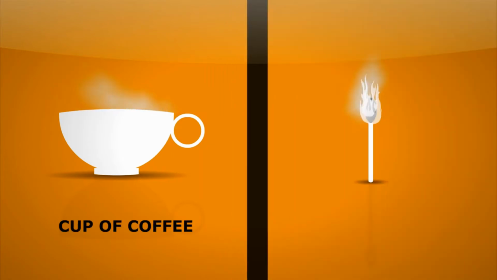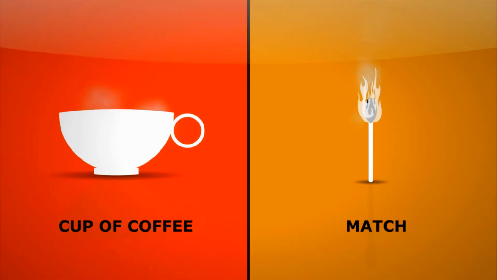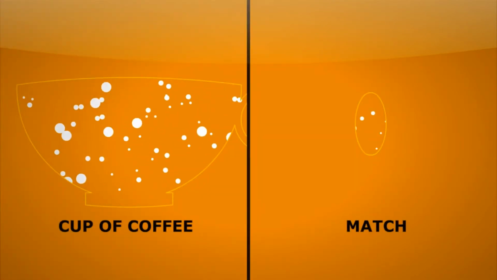On the left is a cup of coffee, and on the right is a lit match. It should be really obvious to you that the match is much hotter, or at a higher temperature, than the cup of coffee. But it's not so obvious that the cup of coffee actually contains much more heat. In order for us to see this clearly, let's zoom in and look at the particles inside.